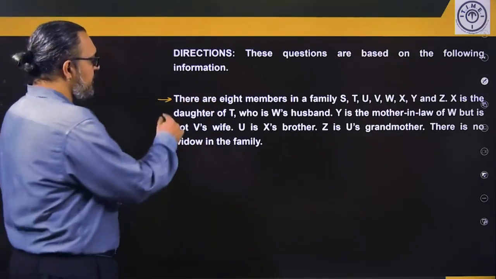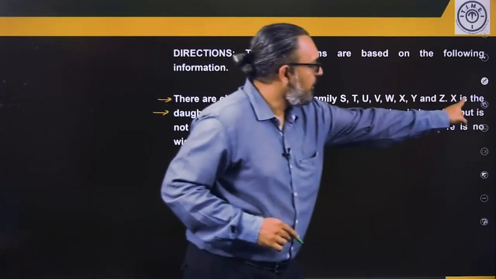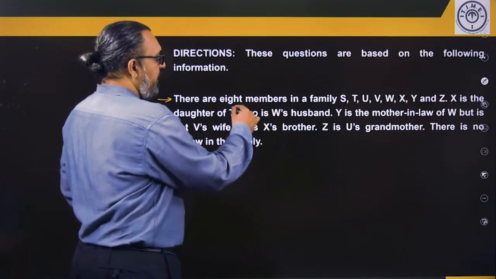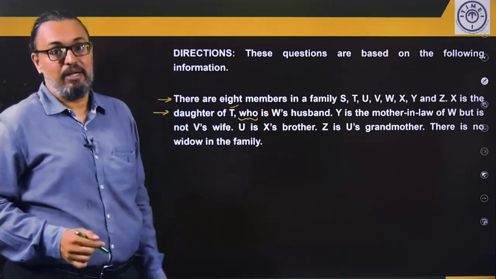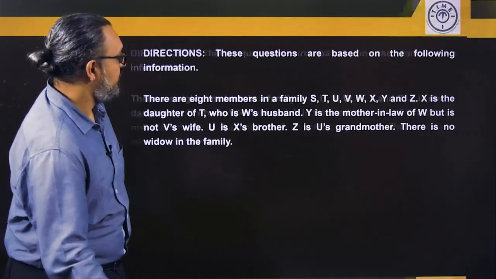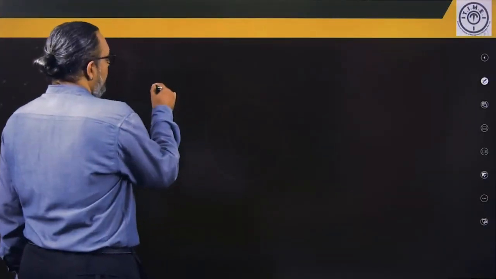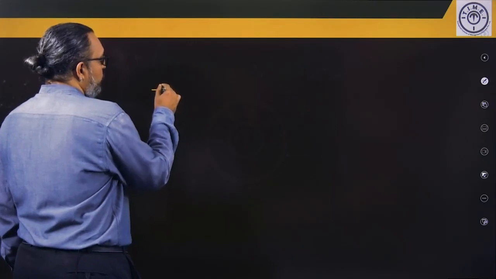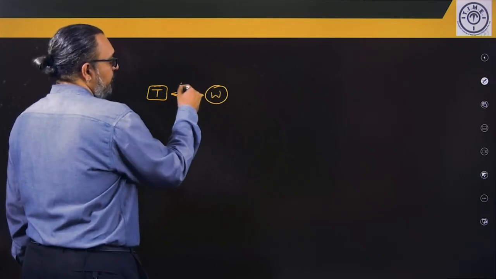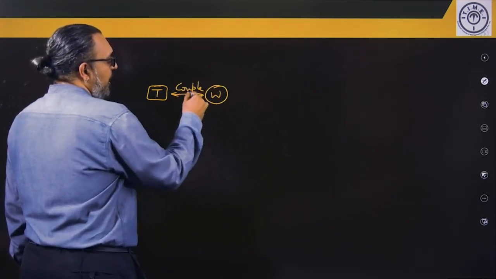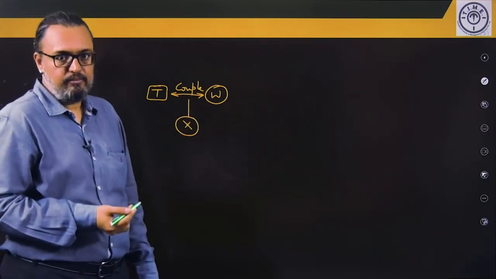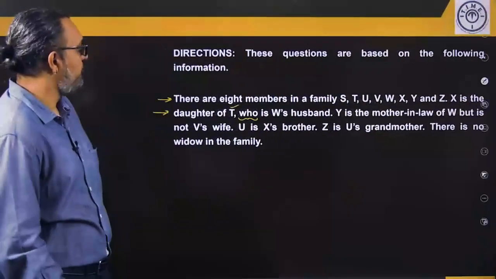Okay. So, now he says X. Okay. X is the daughter of T, who means T is W's husband. So, T is W's husband. Okay, let us take that. So, T is going to be a husband to W. So, W will be a female. And we have X is the daughter of T. So, this is the instruction we have, the first line, correct? Right. What further we have?